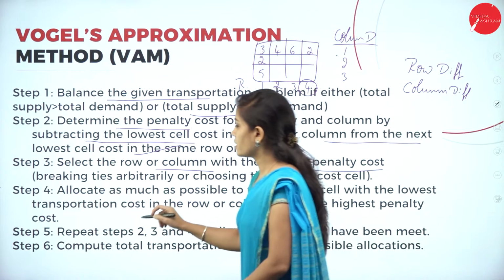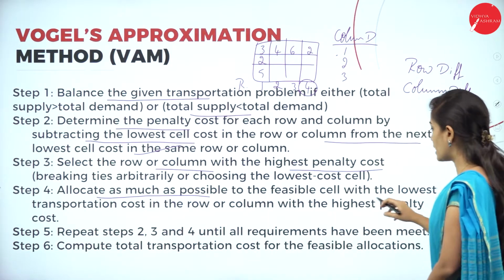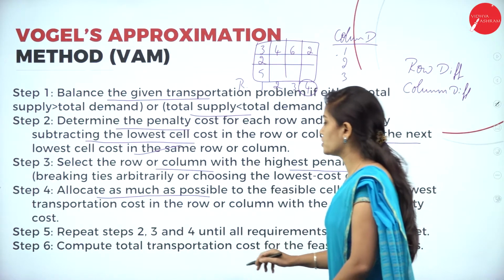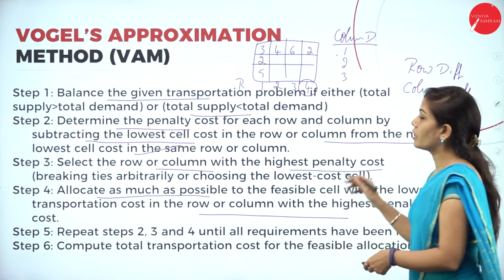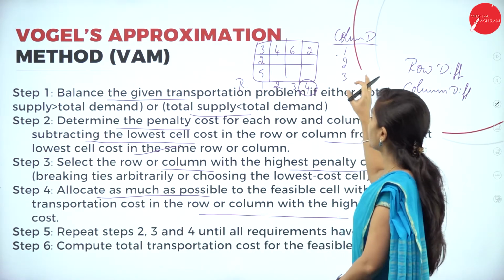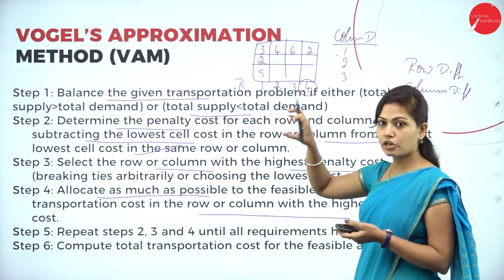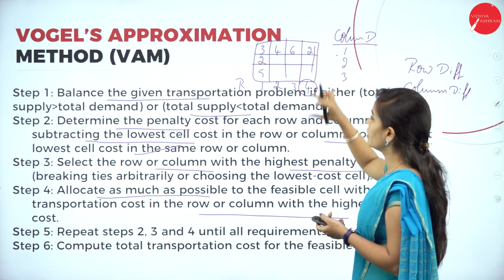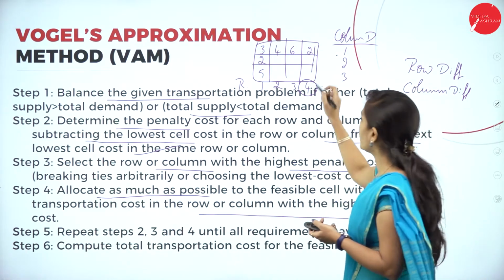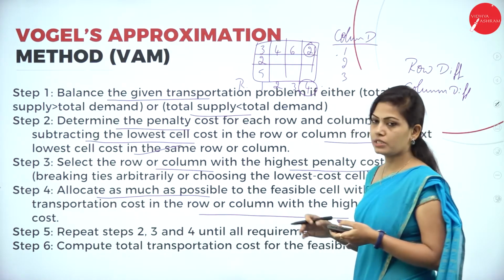And the next step, allocate as much as possible to the feasible cell with the lowest transportation cost in the row or column with the highest penalty cost. So like this, we find the row difference and column difference. Out of that, we select the highest penalty cost, and in this column I can choose the least value. The least value is 2. So I can proceed further.